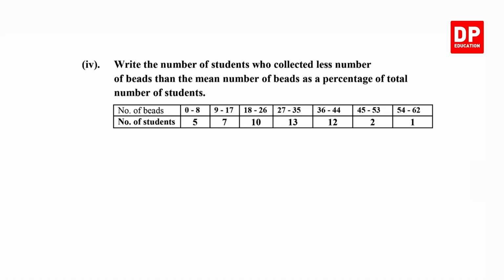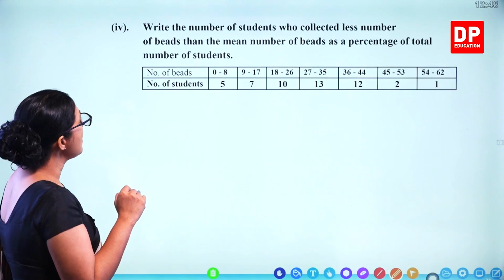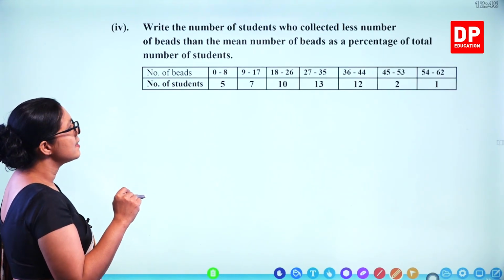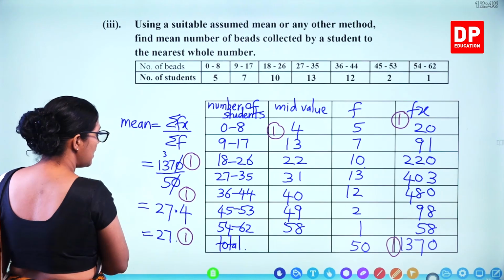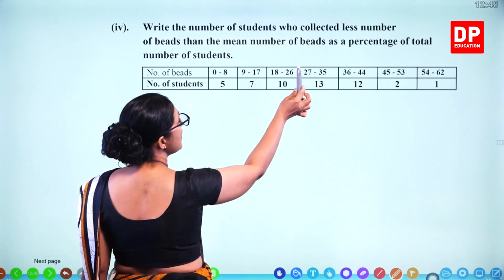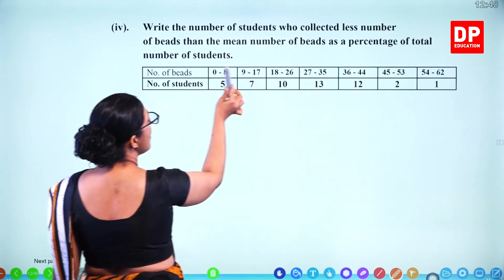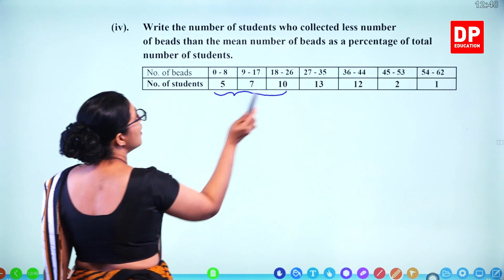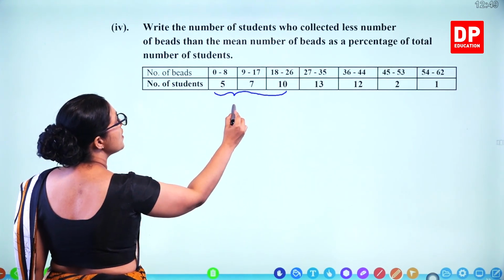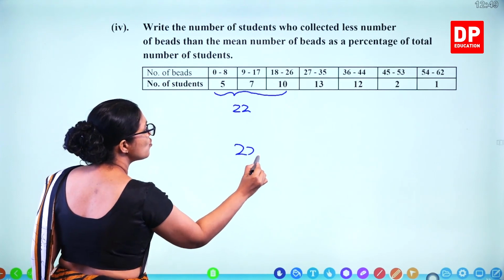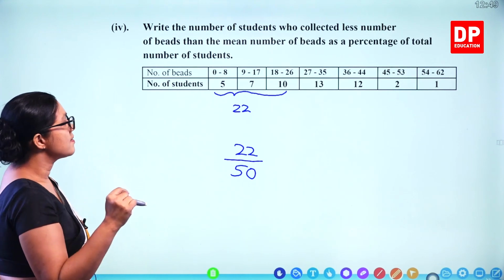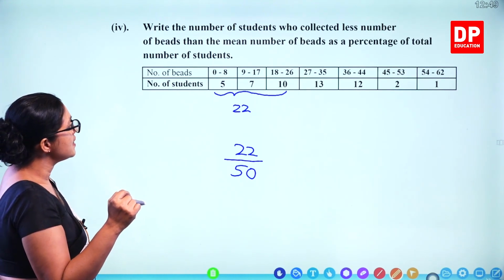Write the number of students who collected less number of beads than the mean number of beads as a percentage of total number of students. So the mean we found is 27. So 27 is here. So below that, how many students collected less? 12, 10, 22. So 22 students are there out of 50 that collected less than the mean number of beads.